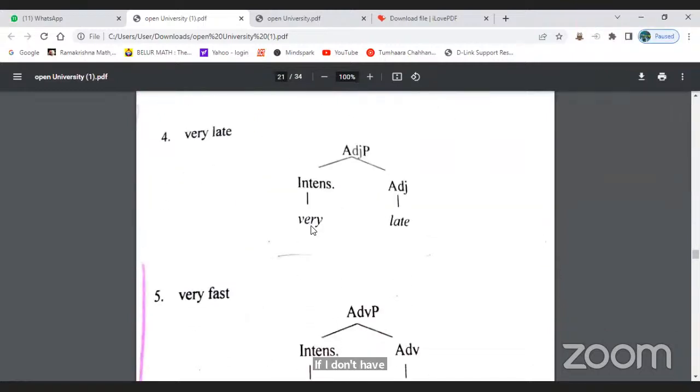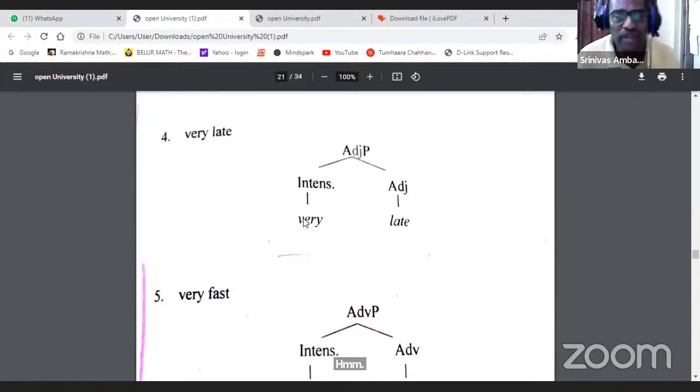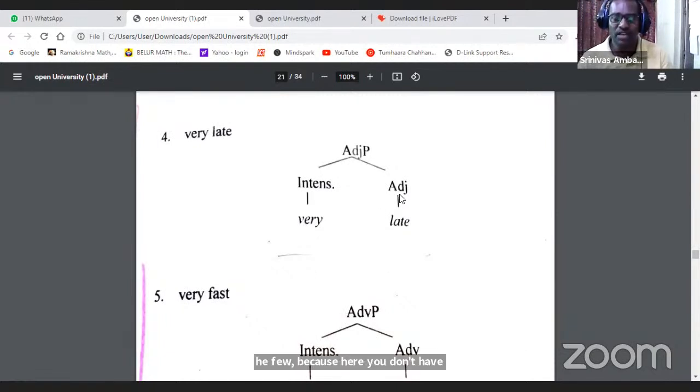This one: very late. Very is an intensifier and late is an adjective. So it is an adjective phrase. Because you don't have a verb or noun, you call it a phrase, and because you have an adjective, it is an adjective phrase.